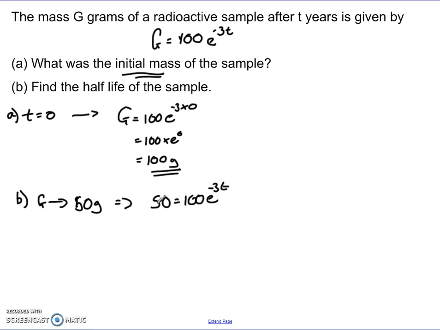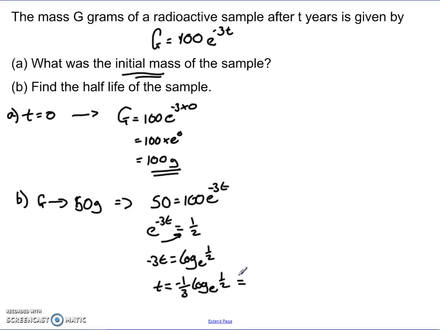And then it's a case of solving it. So if we divide both sides by 100, we have e to the negative 3t equals a half. Now we want to get rid of the e on this side. To get rid of it and shift it across, remember we have to take log to the base e of both sides. So what I end up getting is negative 3t equals log to the base e of a half. Once I've done that, I want to know ultimately what t is. Well, I know it's going to be negative a third log to the base e of a half.